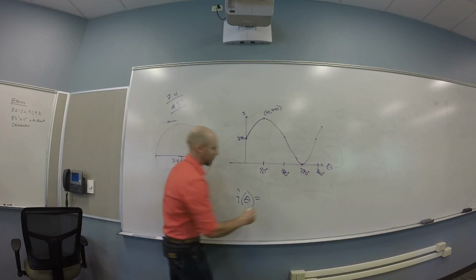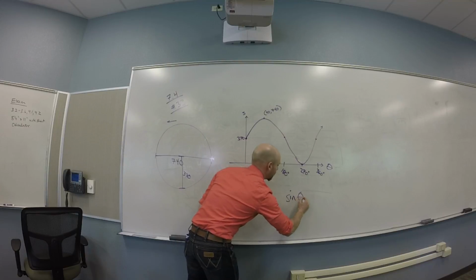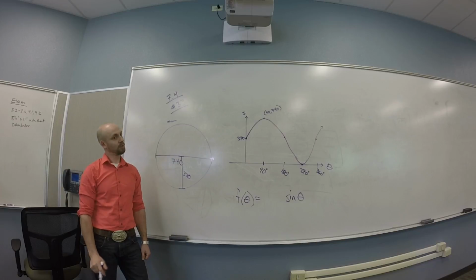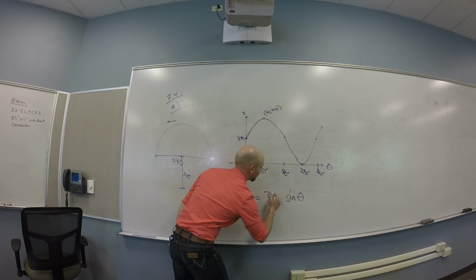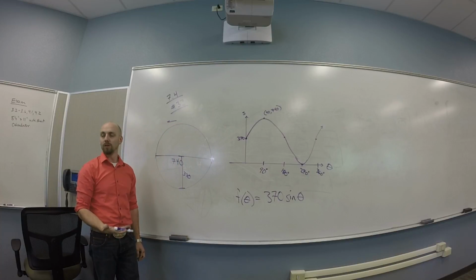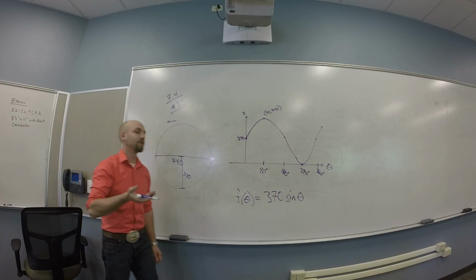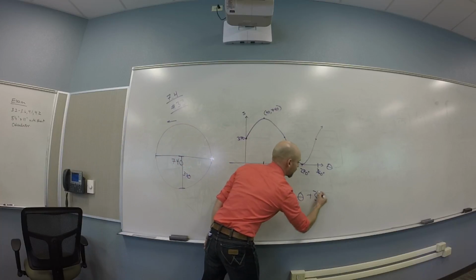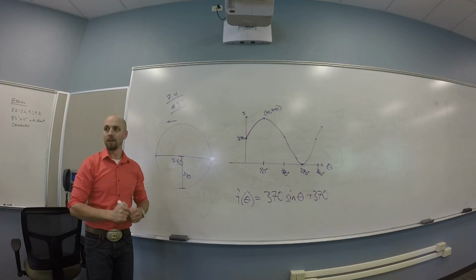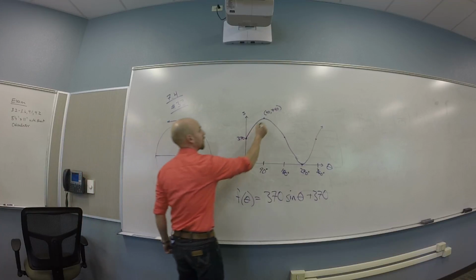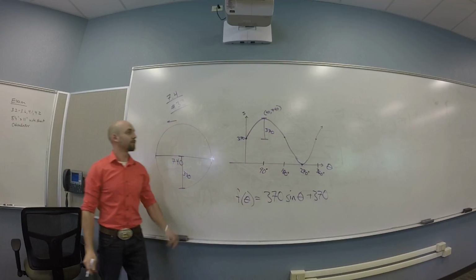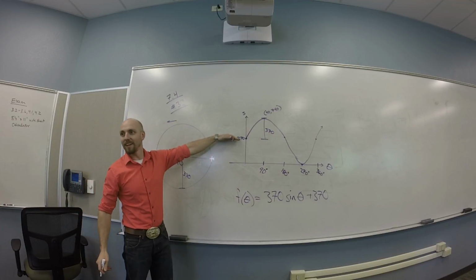All right, so let's find a formula. The formula ought to be something times sine of theta. What's the something? 360? Close. 370, right? We need to adjust the amplitude. And then we need to shift it up 370, pop it up to 370. So we need to add 370. You guys all see that? Why is the amplitude 370? Because that's how far it's moving. Oh, that's the midline. 370 is the midline, and it's also the amplitude.